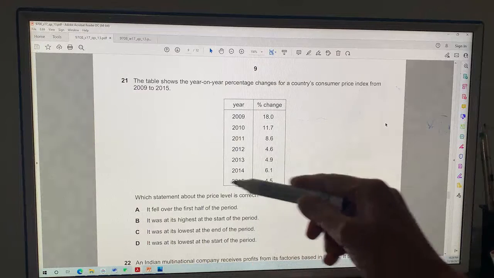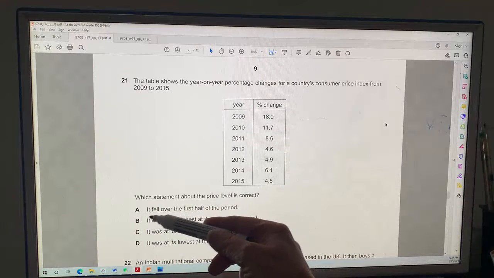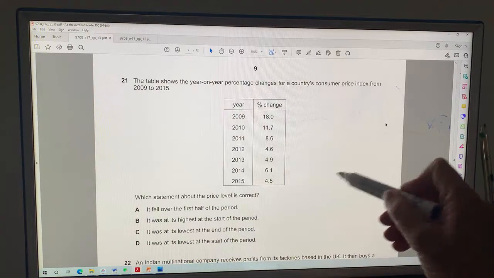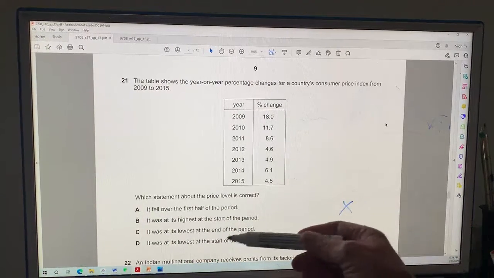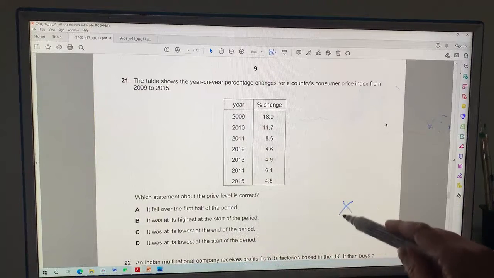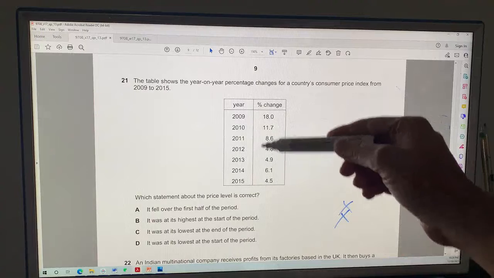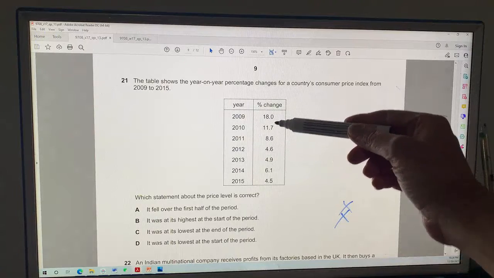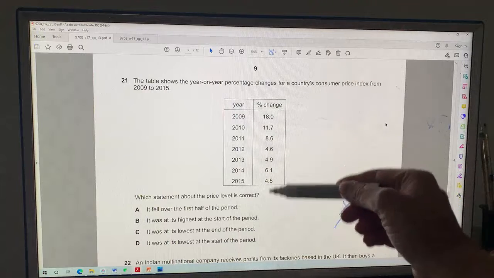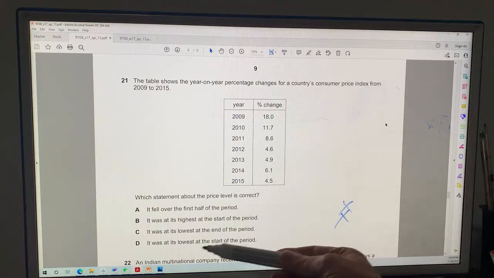So there's always inflation. So when they say it fell over the first half of the period, A cannot be true. No. B says it was at its highest at the start of the period. B cannot be true. It was at its lowest at the start of the period, right? The price level was at its lowest at the start of this period because there was inflation every year.